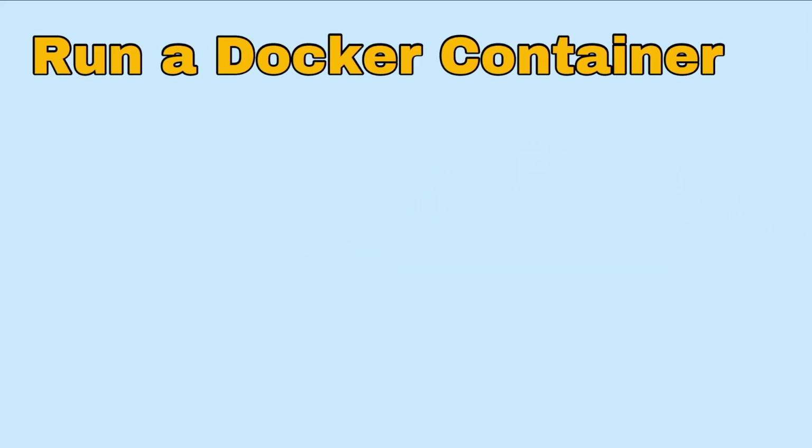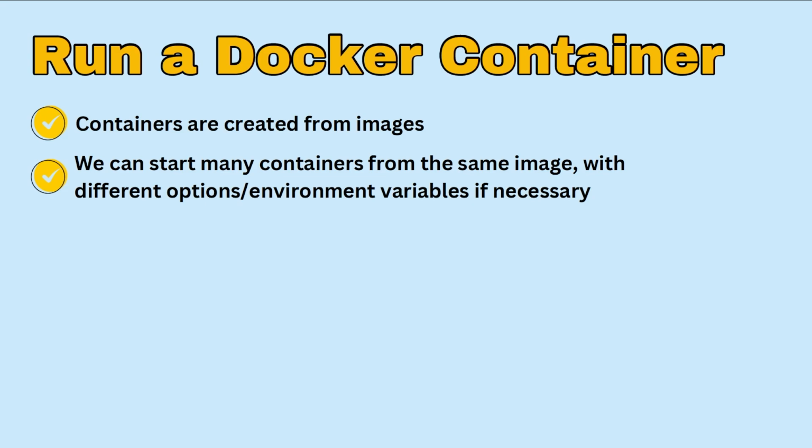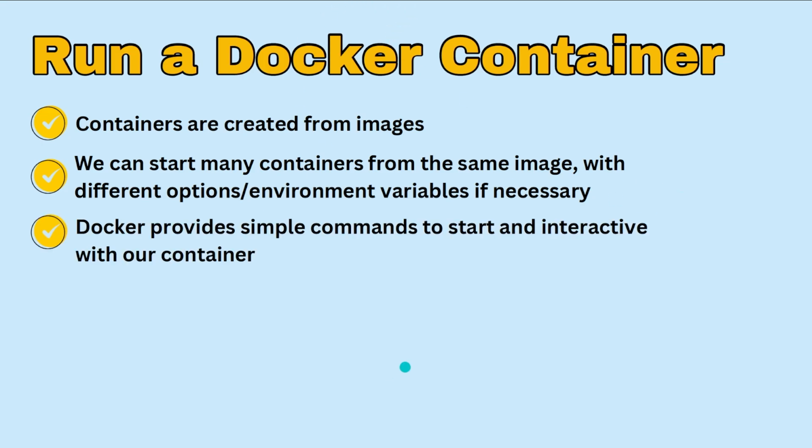Okay, so now we have created a Docker image. What we'll do is learn how to create a Docker container from this image. So containers are always created from images. There's no other way for us to create a Docker container. We can start many containers from the same image with different options and environment variables if necessary. So this is one of the benefits of why we keep images and containers separate. And Docker provides some simple commands to start and interact with our container.